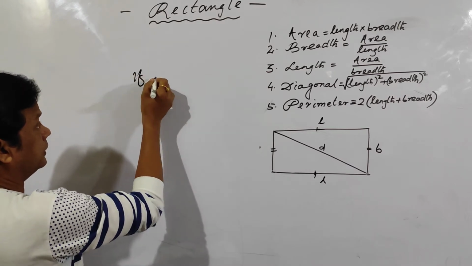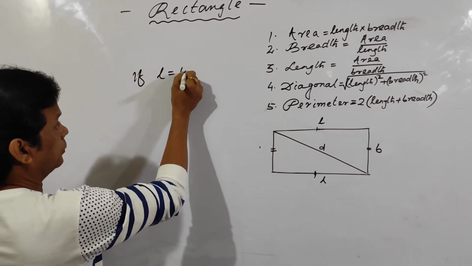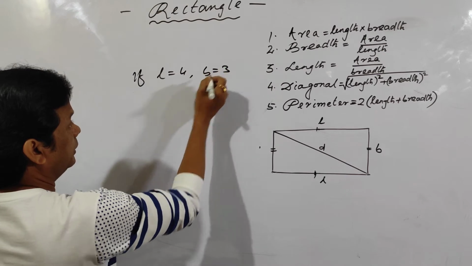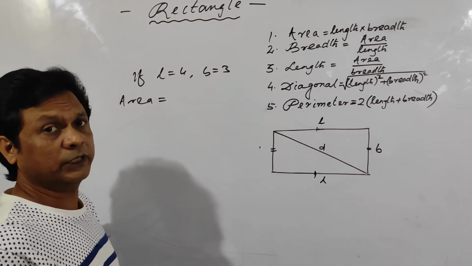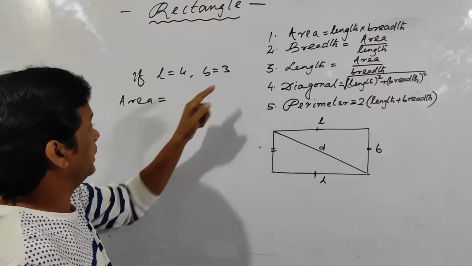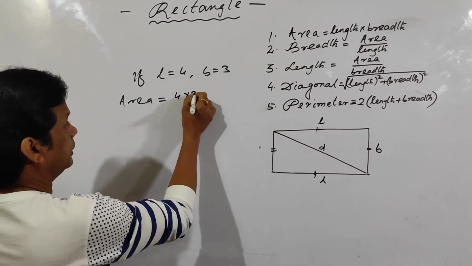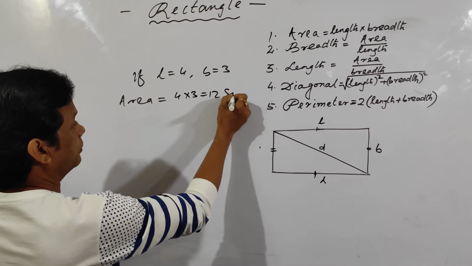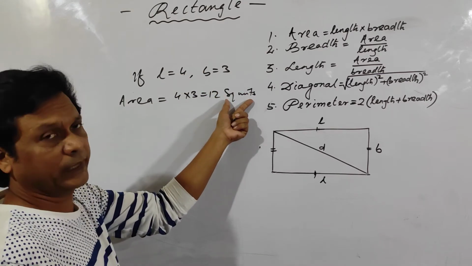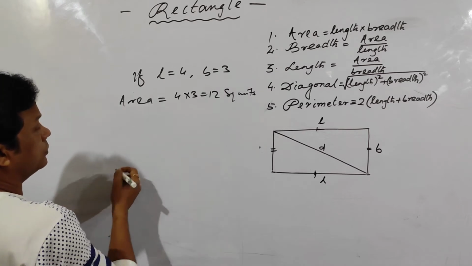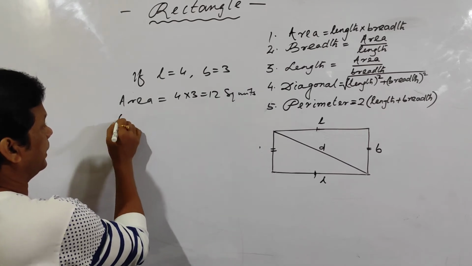If length is equal to 4 and breadth is equal to 3, what is the area? I have told you area is equal to length into breadth. So 4 into 3 is equal to 12 square units. If this is centimeter, this will be square centimeter. Okay, so now what is the perimeter?